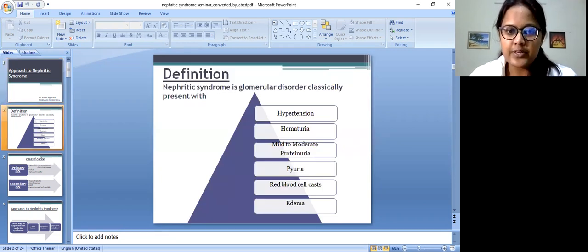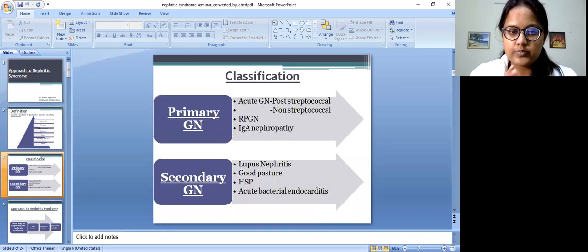Basically, nephritic syndrome is a triad which includes hypertension, hematuria, and mild to moderate proteinuria. Any patient having hematuria with hypertension and proteinuria, you will suspect nephritic syndrome. Depending upon the underlying etiology, they could have pyuria, RBC casts, and edema as well, but that is not in the diagnostic criteria of nephritic syndrome.